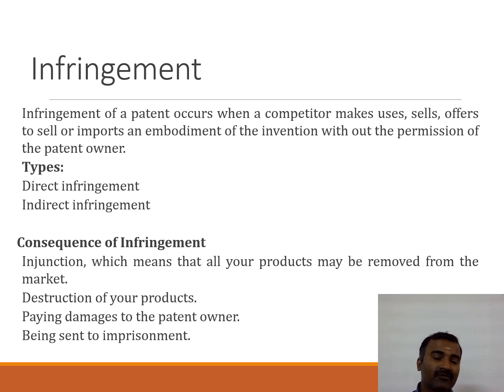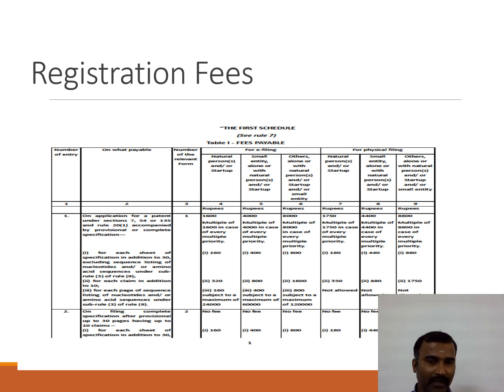So what are the consequences they will face? Injunction, which means all the products may be removed from the market, destruction of the product, and paying damages to the patent owner, that is the applicant or inventor. And finally, if the competitor, without the permission of the patent owner, gained a lot of money or profit, they can be sent directly to imprisonment. So this is the infringement of patent.